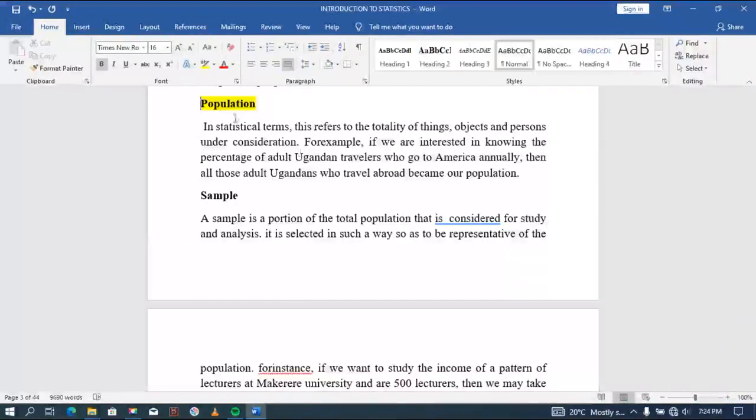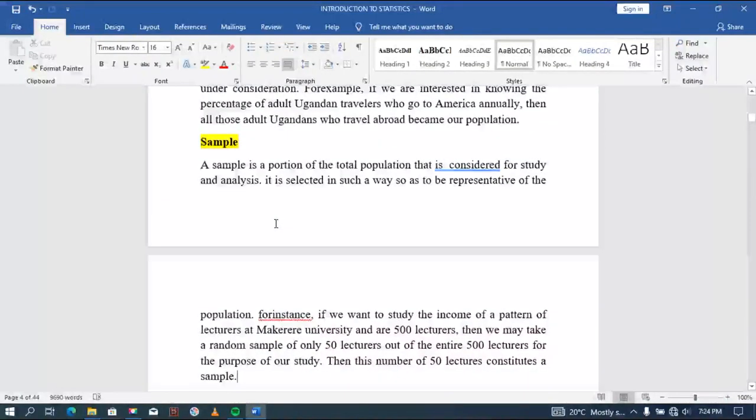Then we have a sample. Now, a sample is simply a portion of what? Of a population, because from a population we pick a sample. The sample is a portion of the total population that is considered for study and analysis. So we find that it's selected in such a way as to be representative of the entire population.